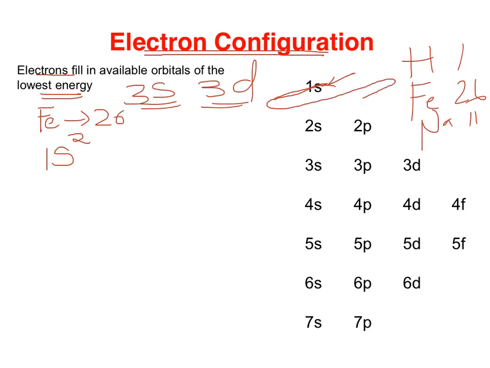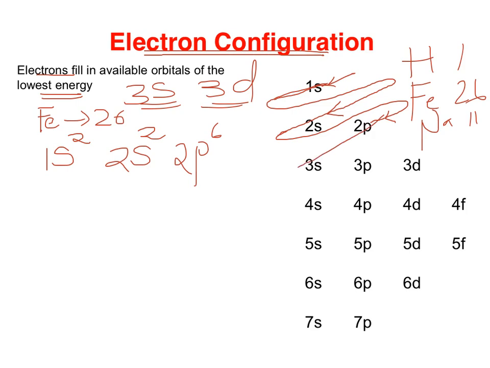Then follow this diagram like this. The next electrons will go into 2s. Again, s will take 2 electrons, so 2s2. The next electrons will go into 2p. Now remember, p will take 6, so 2p6. If you think about it, we used up 10 electrons right here, so there are 16 more left.